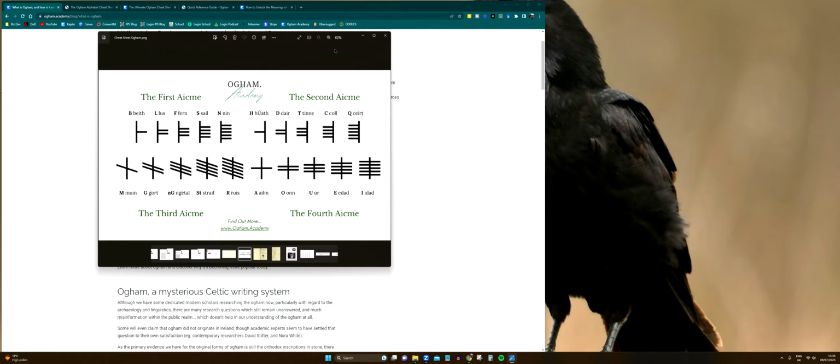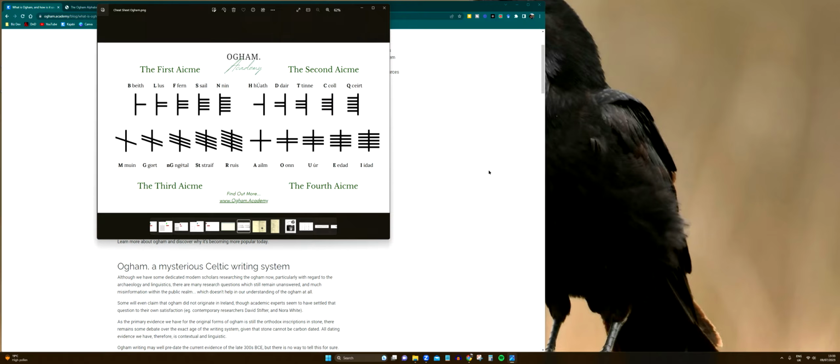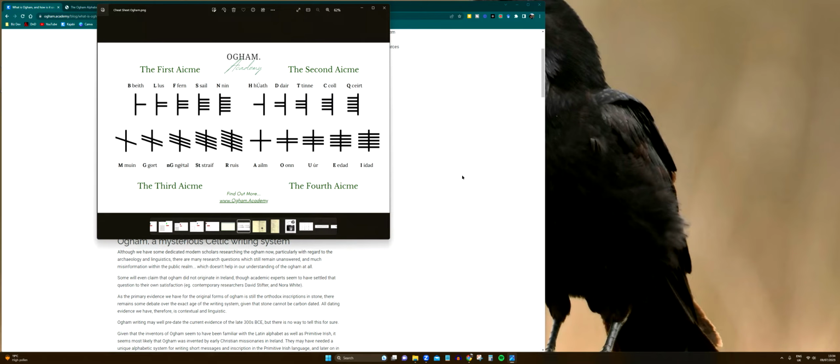So Ogham, a mysterious Celtic writing system. Although we have some dedicated modern scholars researching the Ogham now, particularly with regard to the archaeology and linguistics, there are many research questions which still remain unanswered, and much misinformation within the public realm, which doesn't help in our understanding of the Ogham at all. Some will even claim that Ogham did not originate in Ireland, though academic experts seem to have settled that question to their own satisfaction. For example, contemporary researchers David Stifter and Nora White.